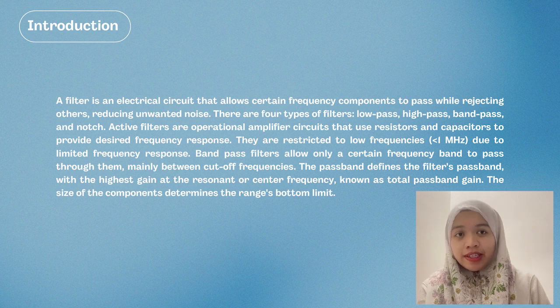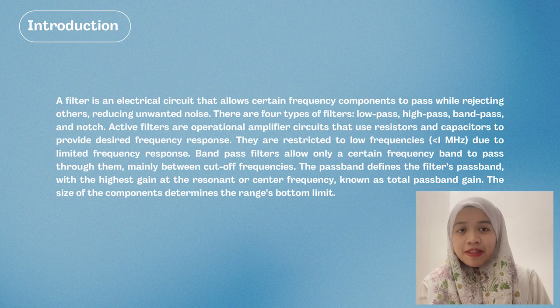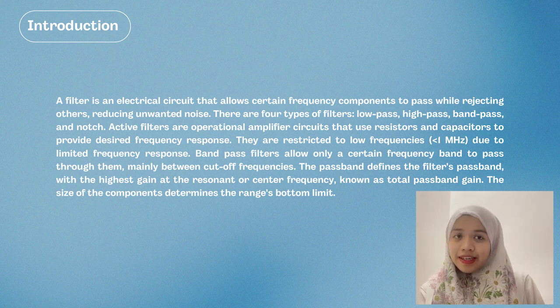This assignment requires the development and simulation of a 4th-order bandpass active filter using an operational amplifier. Active filters are generally operational amplifier circuits that use resistors and capacitors to provide the desired frequency response. Bandpass filters only allow a certain frequency band to pass through them, mostly between the cut-off frequencies. And finally, the filter's gain is the highest at the resonant or center frequency, known as the total passband gain.